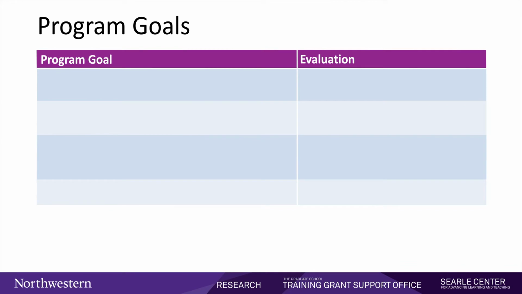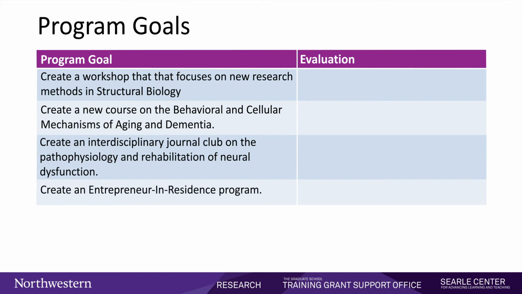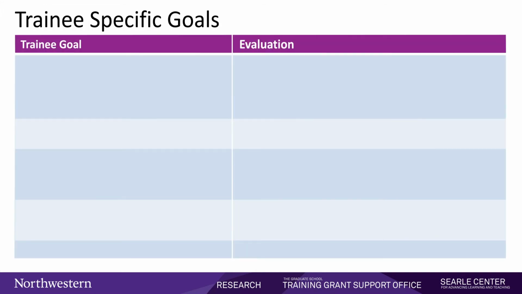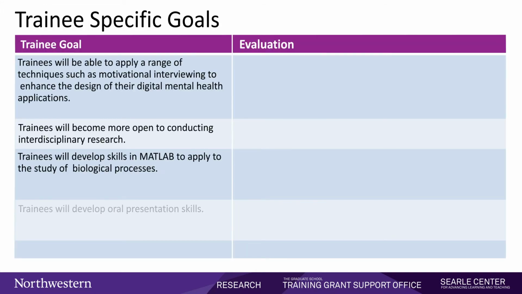Here are some examples of program-level goals. You'll see that these goals relate to what the program is delivering. Note the course and workshop creation and developing a residency program. These relate to program elements you design and implement. Here are some trainee-level goals. You can see here that these goals include not only knowledge and skills that we want trainees to develop, but also attitudes and often behaviours.